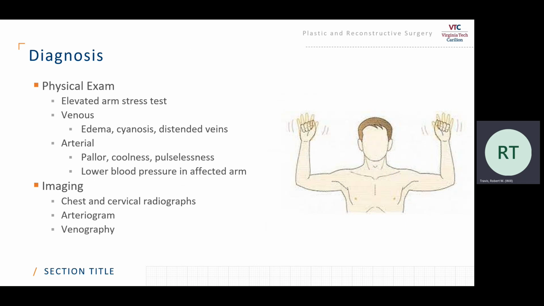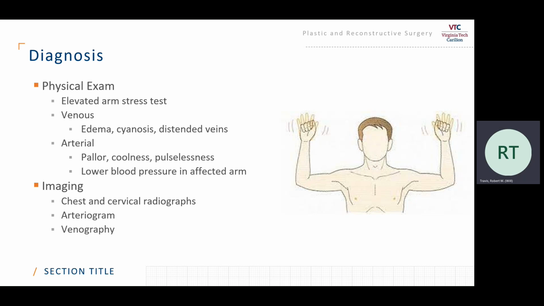So diagnosis, you want to perform a physical exam. You perform an elevated arm stress test in which the patient sits with the arms abducted 90 degrees and elbows flexed 90 degrees, and then you have them open and close their hands for 3 minutes. Patients with thoracic outlet syndrome cannot continue this and will develop symptoms. Most of the time, the exam findings in these patients are fairly normal, but they may have venous symptoms. They may have edema, cyanosis, or distended veins. And if they have arterial symptoms, they may have pallor, coolness, pulselessness. They may also have lower blood pressure in the affected arm.